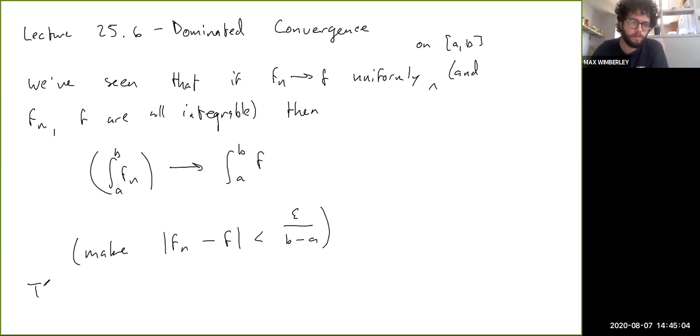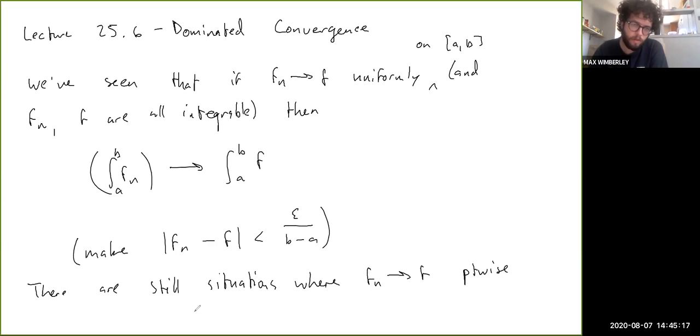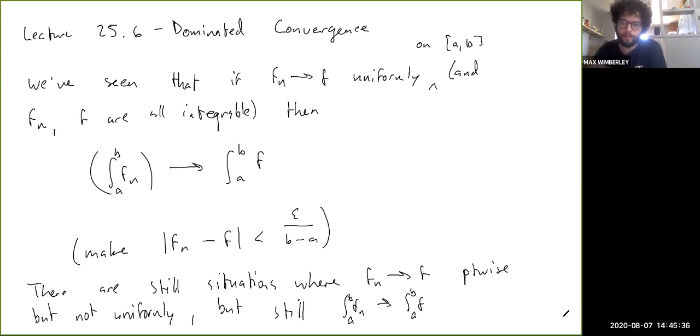But there are still situations where Fn converges to F pointwise, but not uniformly, but still the integrals are forced to converge to the integral of F. So that's what this theorem here deals with. So this is the dominated convergence theorem.